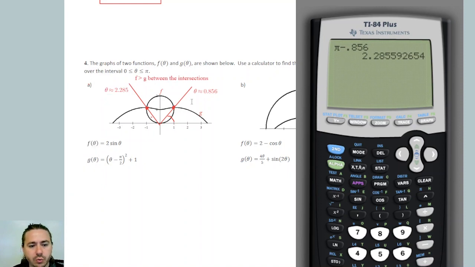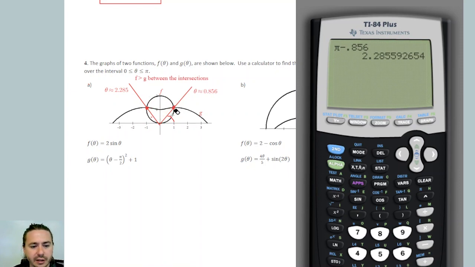All right, so between these two angle measures, F is greater than G because F is further away. Just to reiterate, the fact that F is bigger than G is really just saying that the points on F are further away from the pole than the points on G, which is happening in this angle measure here. Over here or over here, G is further away, so G is greater. So we really just want the angle measures in between here.